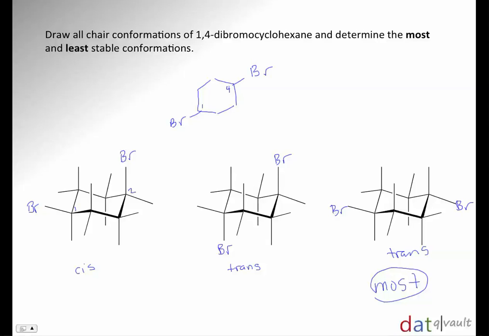Both of the bromines in the axial position, they're sterically interacting with all the other axial substituents. So this one is going to be the least stable out of the 3 different possible conformations of 1,4-dibromo cyclohexane. And of course, one in equatorial and one in axial, this would be right in the middle energetically between these two systems.